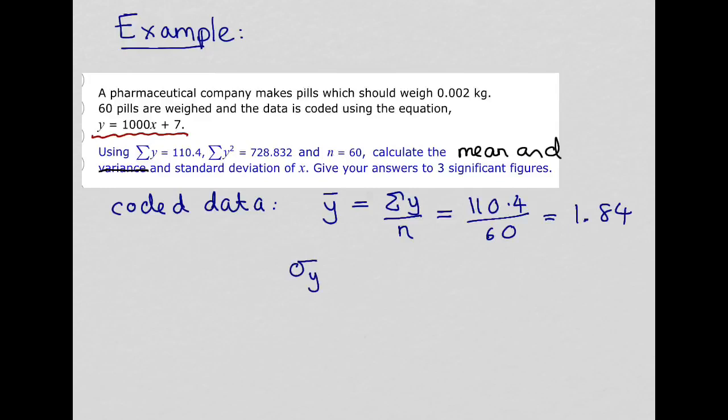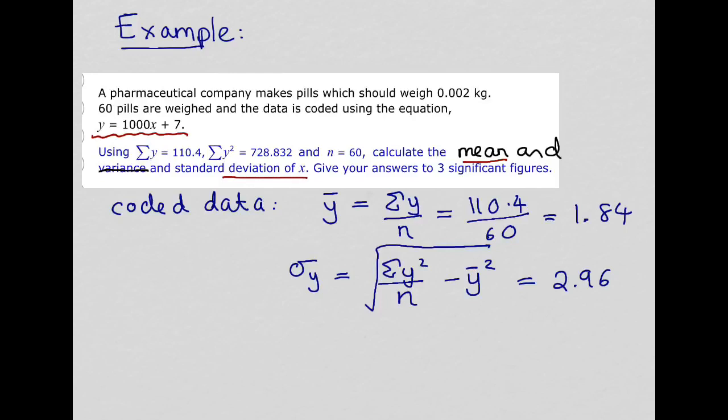Standard deviation for y, I'm going to use this formula because there's no other formula I can use here actually. If you try and use the other one, that requires you to take each value away from the mean. It's not going to happen. You haven't got that availability. I make that 2.96. So that's my coded data. Now I want the mean and the standard deviation of x. So the decoded data, if you like.